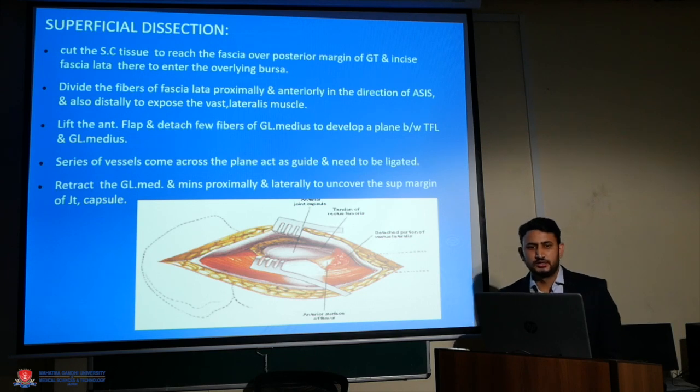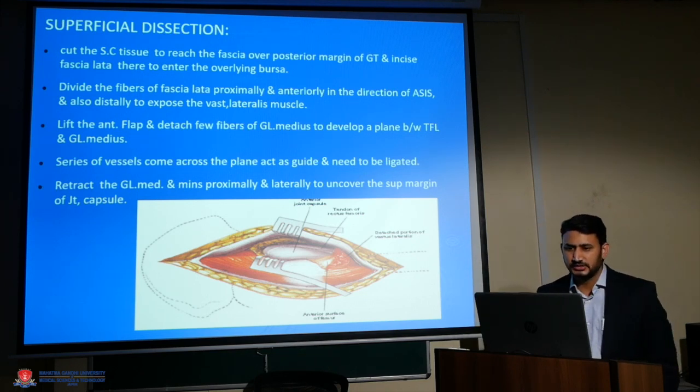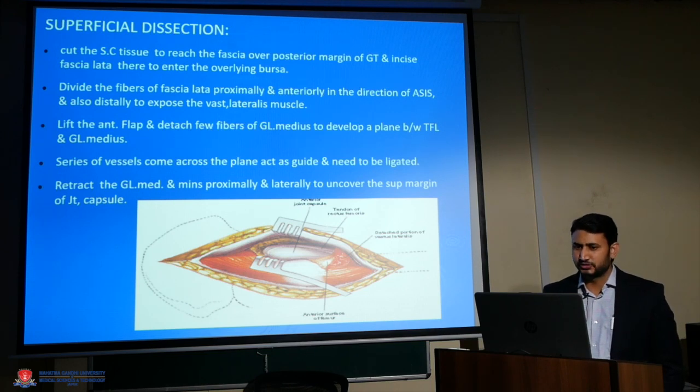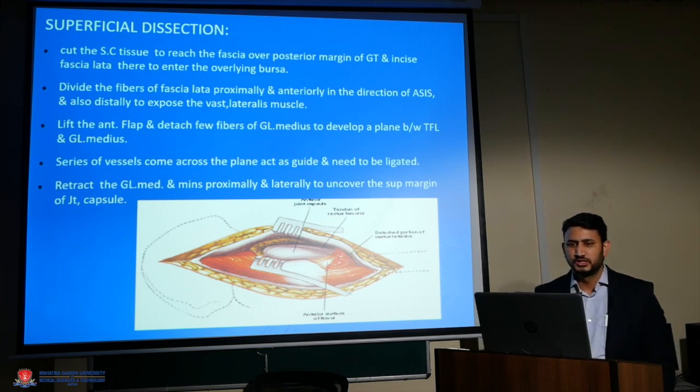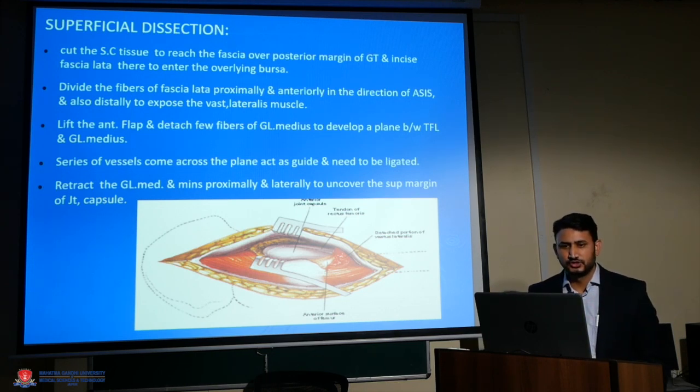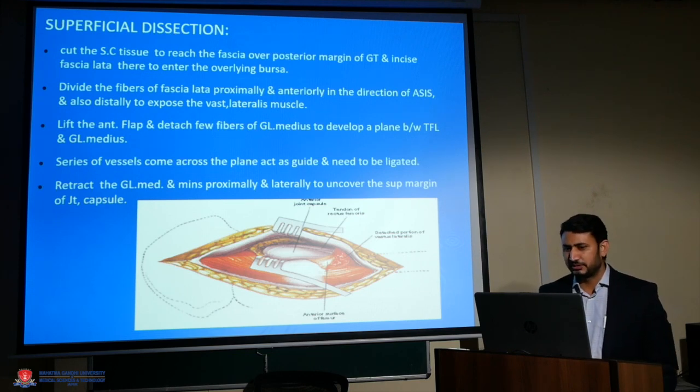Superficial dissection: after skin incision, cut the subcutaneous tissue and reach the fascia or the posterior margin of the greater trochanter, and incise fascia lata, and then you enter the bursa of the trochanter. Divide the fibers of the fascia lata proximally and anteriorly in the direction of ASIS, and also distally to expose the vastus lateralis muscle. Lift the anterior flap and detach a few fibers of gluteus medius and develop a plane between tensor fascia lata and gluteus medius muscle. So this is your gluteus medius muscle, and this upper portion is tensor fascia lata.